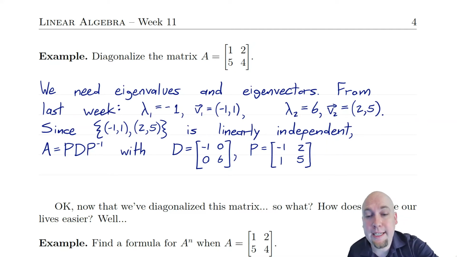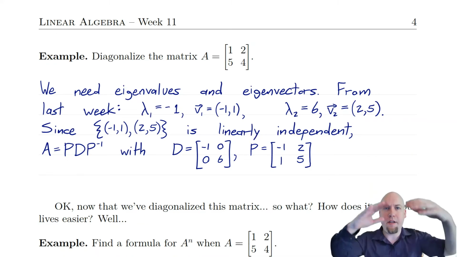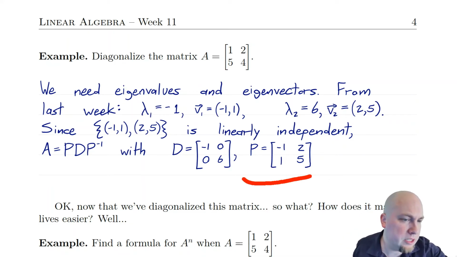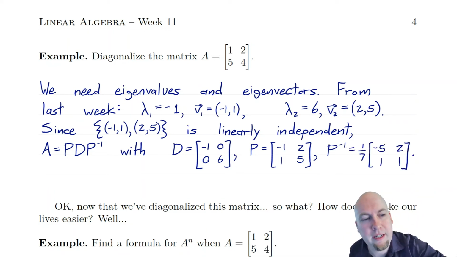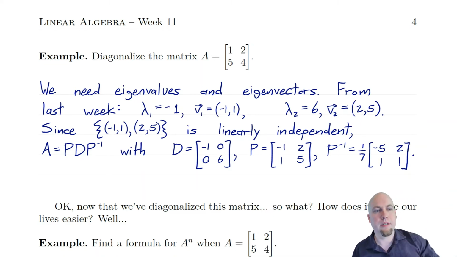Last piece we need is P inverse, but that's okay. We know how to compute inverses. So we've got this matrix P here. Just invert it using your favorite method. You can use the Gauss-Jordan row elimination method, or, since this is a 2 by 2 matrix, you can just use the explicit formula for the inverse of a 2 by 2 matrix, and you get this guy over here. It's 1/7 times that junk.